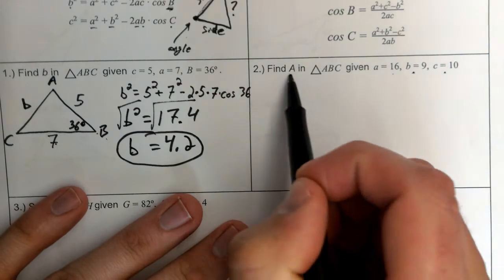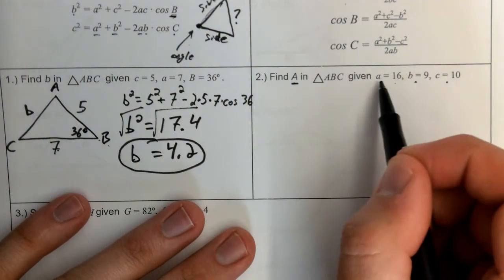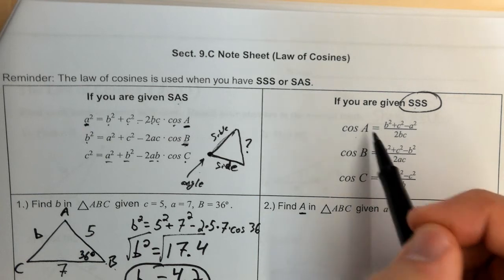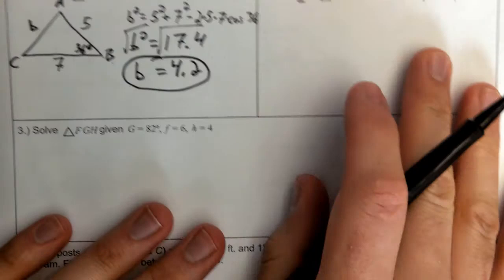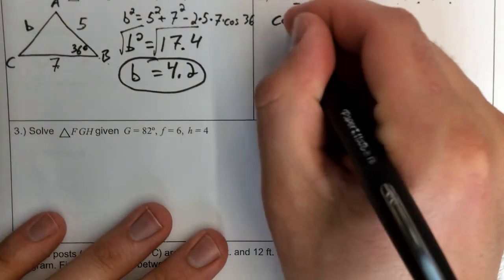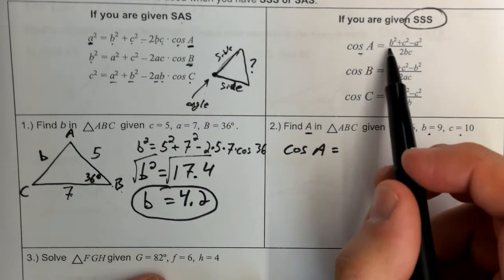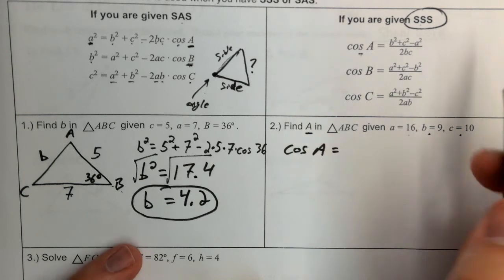Okay, so if I'm looking for angle A, and I'm given side, side, side, that tells me that I need to use this top formula here. So I'll write this. Cosine of A is equal to B squared plus C squared minus A squared. So let's write that in.